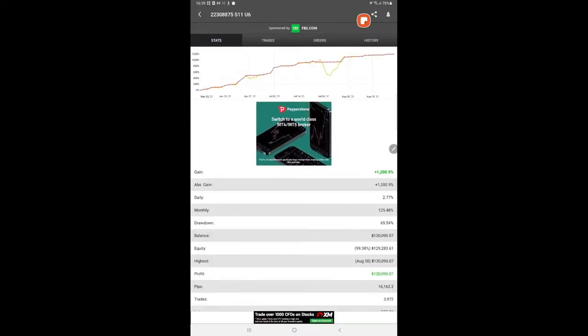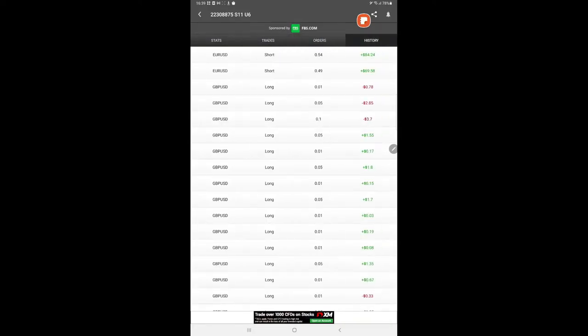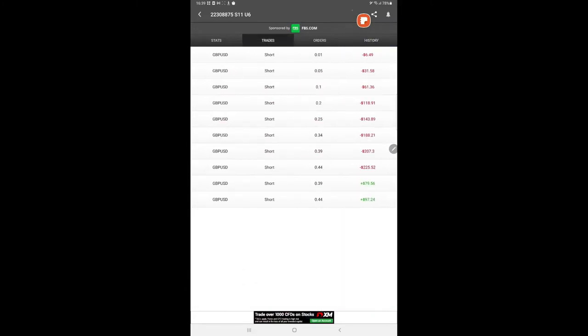See the graph, it is only trading two pairs. Currently the trades are open in GBPUSD, and over the history you can see only EURUSD and GBPUSD are traded. The initial lot size is only 0.01, and after that it will increase in a martingale order. But most of the time it takes trades with a low lot size, a low number of lots only.